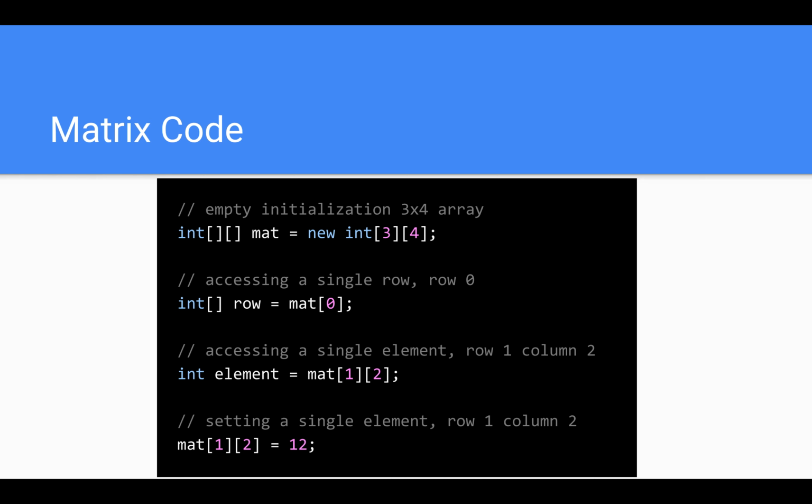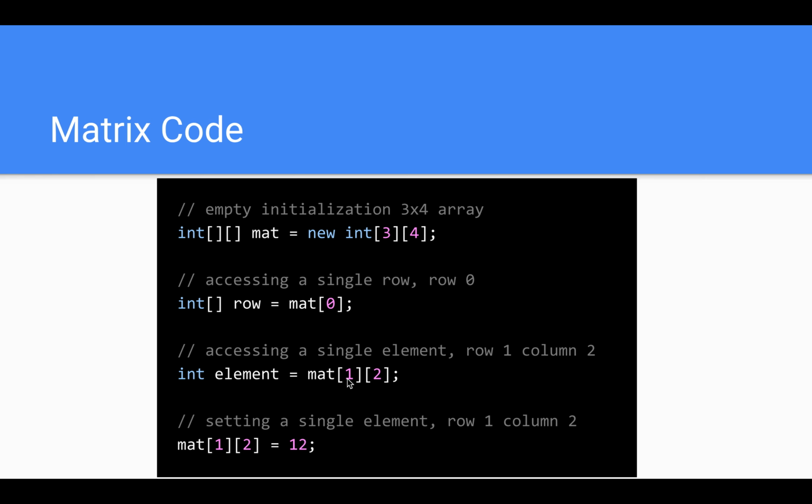So here's some matrix code. An empty initialization of a 3x4 array looks like this, and this means it has 3 rows and 4 columns. Accessing a single row, row 0, looks like this. So the first row is an integer array, and it's gotten by mat[0].